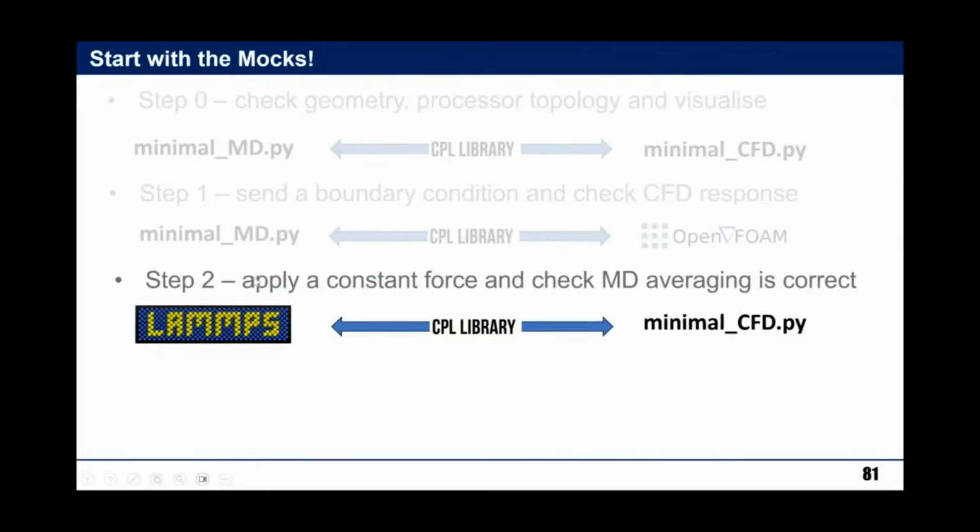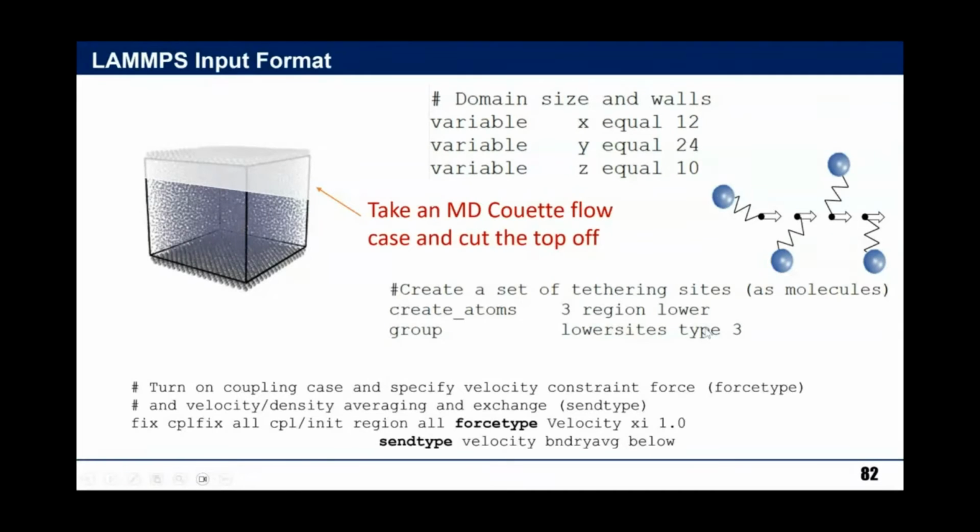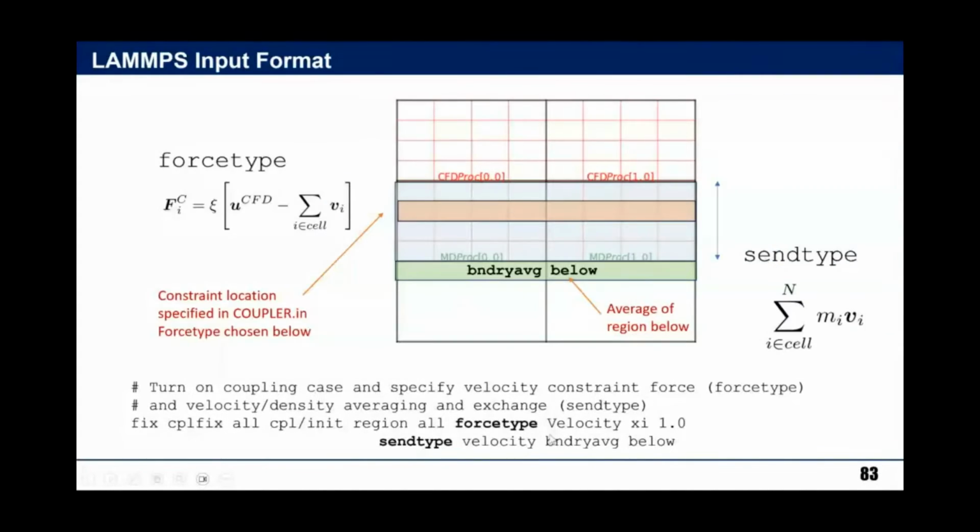Okay, so now when we've got that working, we go on and do the same thing on the LAMMPS side, and we couple LAMMPS to a minimum CFD code. So the LAMMPS example is the one we talked about before, but instead now we're just sort of lopping off the top and solving Couette flow without a top. We're setting up the tethered molecules as before and the domain size, and then we're adding this fixed coupler fix into the code with a force type and send type.